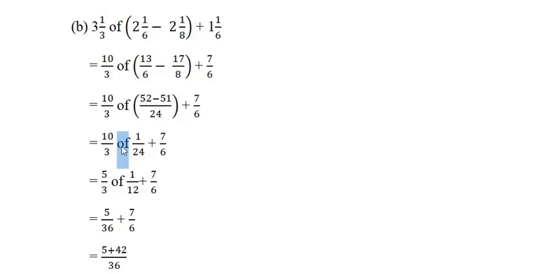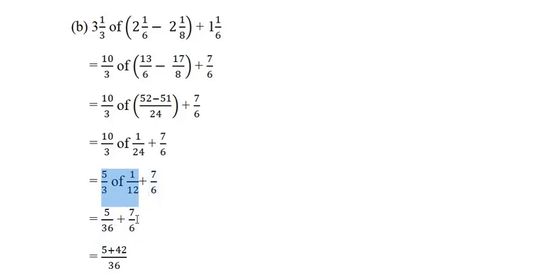So we can solve this. We can cancel the numerators and the denominators of the two different fractions here. So 2 fives are 10, 12 times 2 is 24. We are just simplifying this, so it now becomes 5 by 3 of 1 by 12. Now you can simply multiply the numerators and the denominators respectively. So 5 ones are 5, and 12 into 3 is 36.